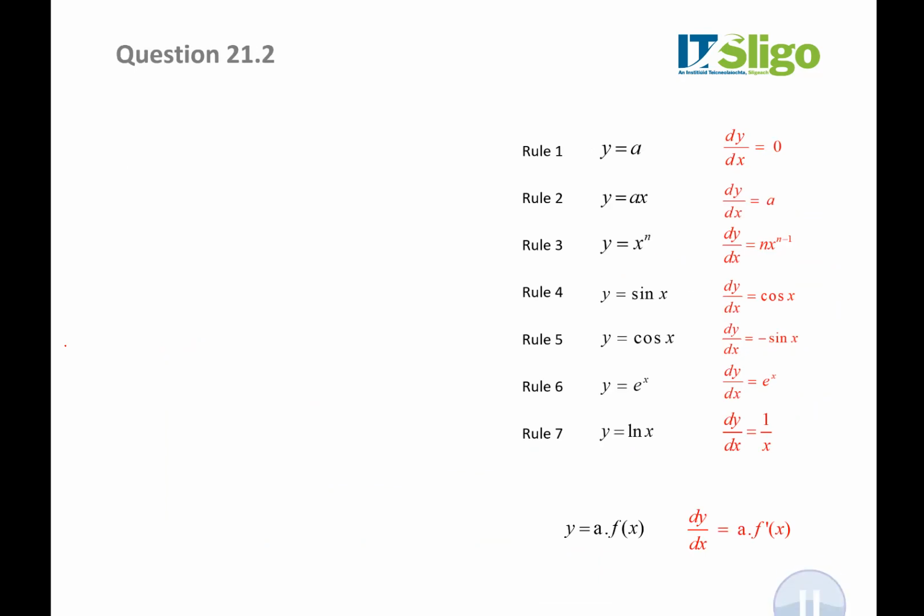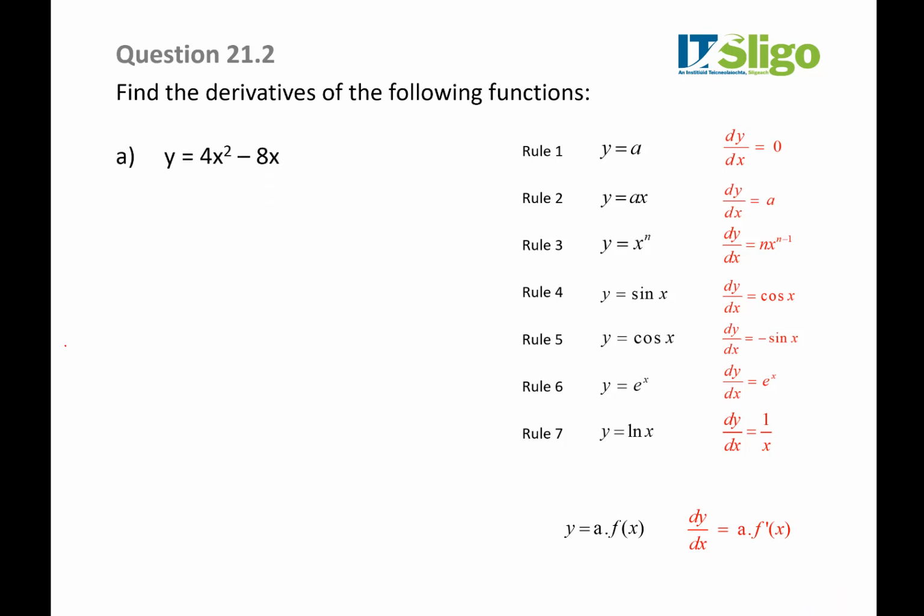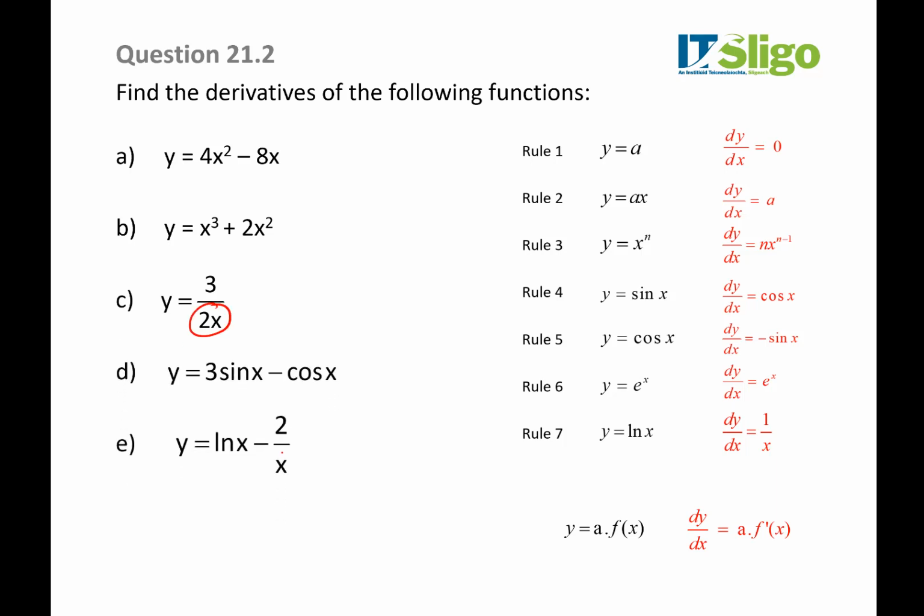So now we have some problems for you to try. Have a go at each of these. Remember, if the value is below the line, bring it up, change the sign, and then differentiate, just like I did in those previous examples. So have a go at each of those, and I think the examples I did previously should show you how to do these ones.